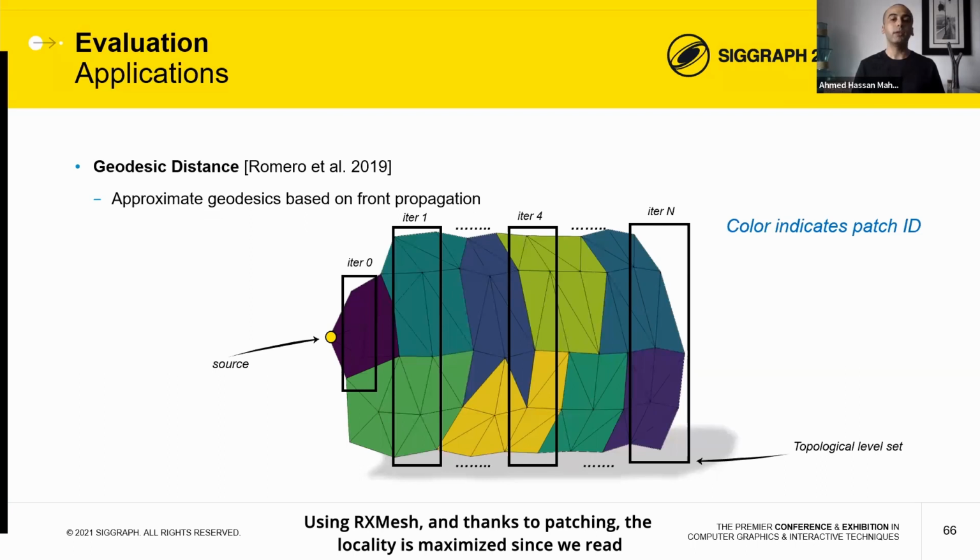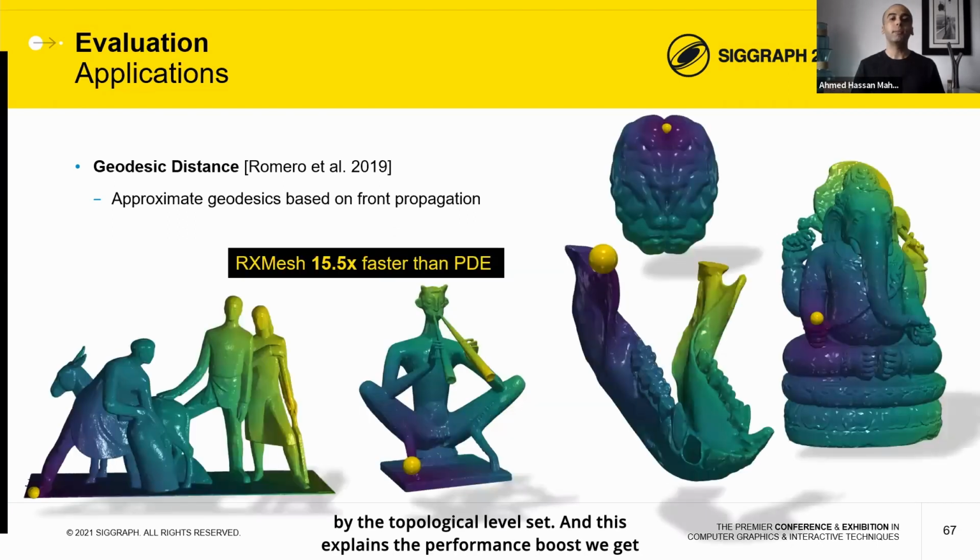Using RXMesh and thanks to batching, the locality is maximized. Since we read the batch only once into the shared memory, and once it is read, we have all the information, even if we are processing only a subset of the vertices as defined by the topological level set. And this explains the performance boost we get with RXMesh, which is around 15 times faster than BDE.